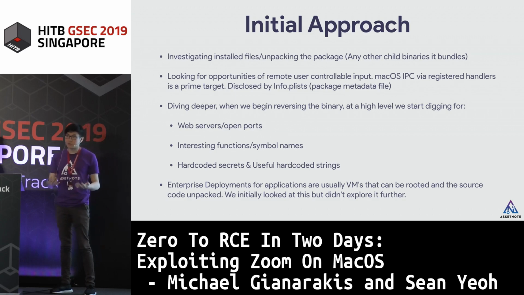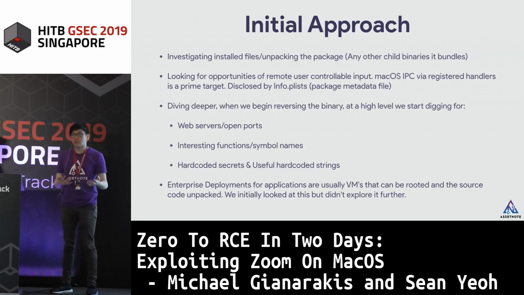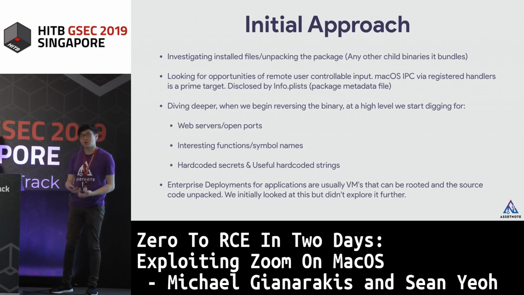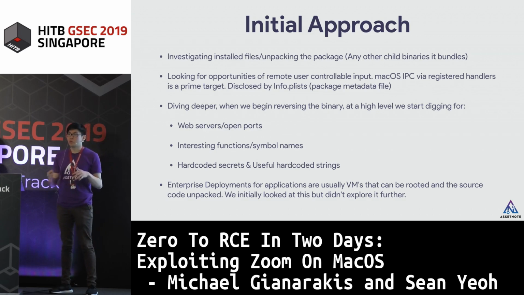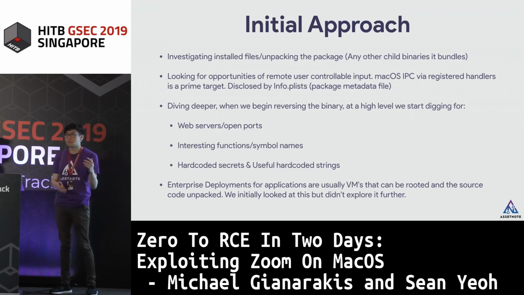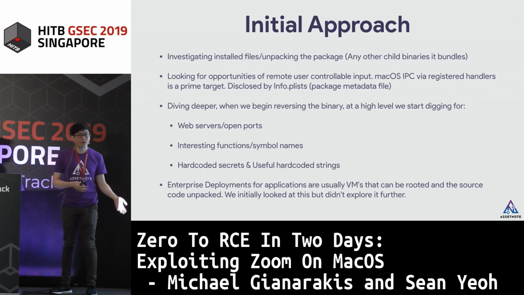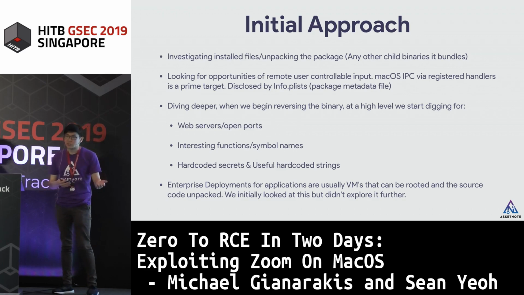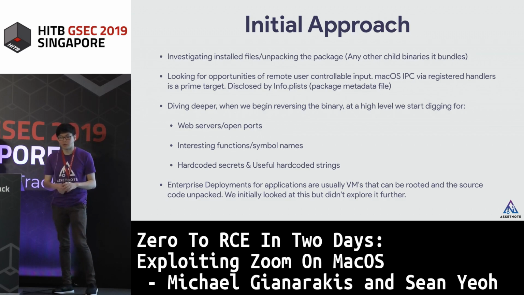And then when you go a bit deeper into looking at these thick client applications, we start reversing the binaries themselves. And here what we're looking for is opportunities, as web exploit devs, for things that we're familiar and comfortable with. So we're looking at web servers or open ports that these binaries open. We're looking for interesting function names or symbol names that might give us hints about what's happening. And we look for obvious hard-coded secrets and hard-coded strings that disclose some interesting stuff about it.